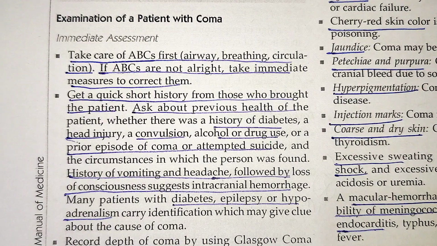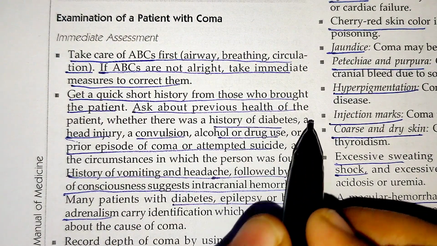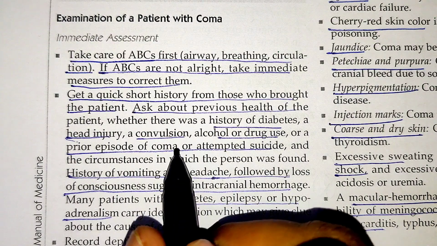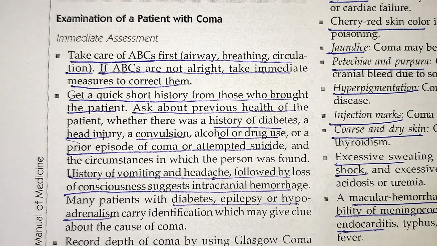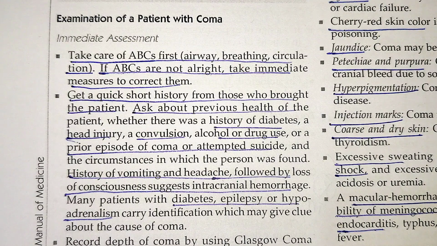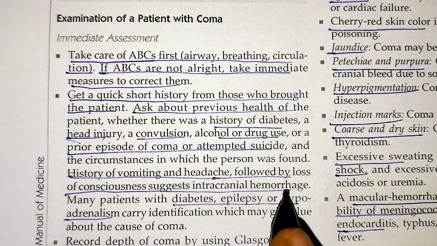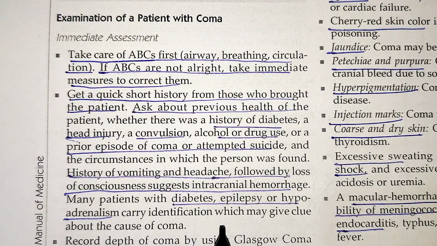We should ask about the previous health of the patient, history of diabetes, head injury, history of convulsions, history of alcohol or drug abuse, any prior episode of coma or attempted suicide. Also, we should ask about history of vomiting and headache before the loss of consciousness. It is to rule out intracranial hemorrhage. If there is a history of vomiting and headache followed by loss of consciousness, it suggests intracranial hemorrhage. Also, we should ask about diabetes, epilepsy, and hypoadrenalism.